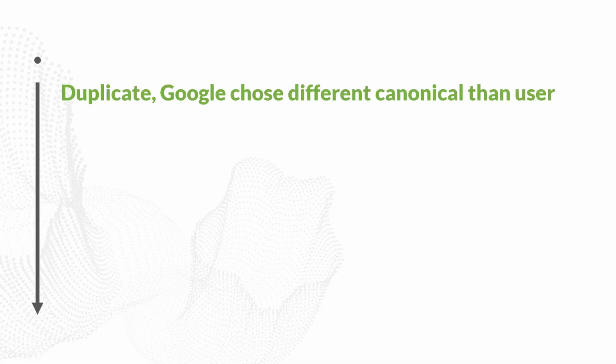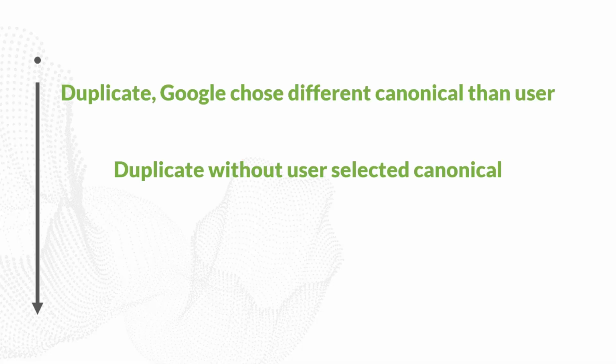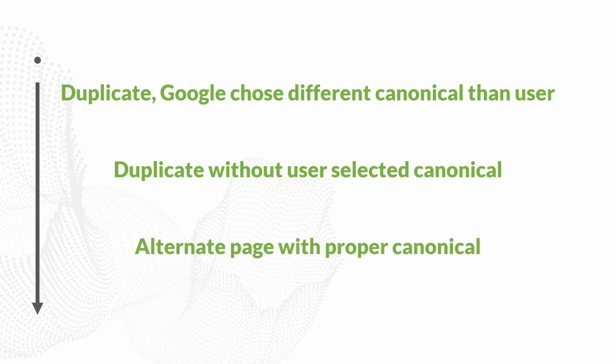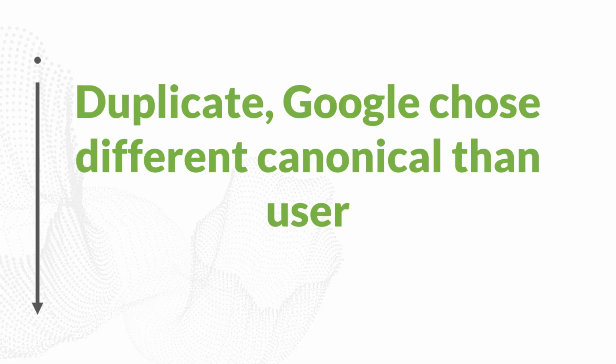There are three different categories in Google Search Console's page indexing report that deal with duplication. We've got duplicate, Google chose different canonical than user; duplicate without user selected canonical; and alternate page with proper canonical tag. Let's talk about what each of these categories mean and what you need to do if you see your website's pages ending up in one of these categories.